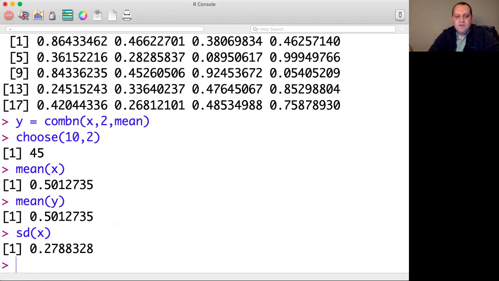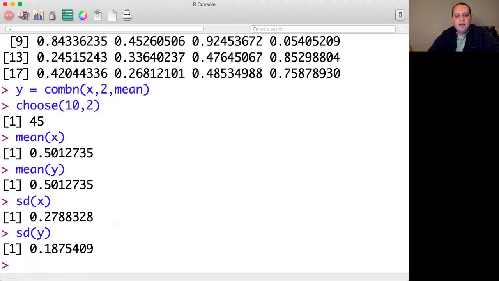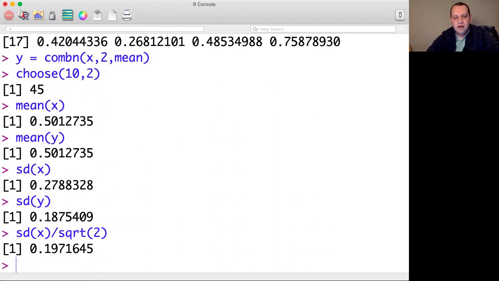And then the standard deviation of X, being 0.278, should be approximately equal to, I said this backwards, the standard deviation of Y being 0.187 should be the standard deviation of X divided by the square root of 2. This will be closer than we were before, but still not exactly perfect.